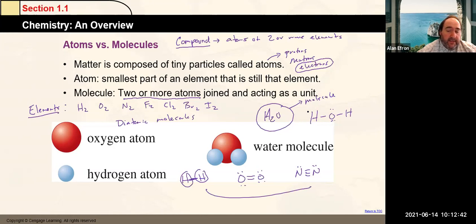So a compound is something that is two or more elements. Here in water, we have hydrogen and oxygen, which means this is also a compound. It's a molecule, it's a compound, water. It is not an element because there are different elements involved. So water is a molecule or a compound. Now, H2 is an element or a molecule, but it is not a compound because there are not different elements involved.